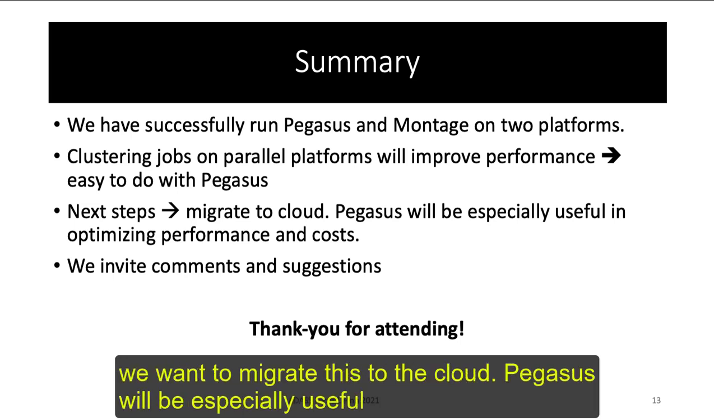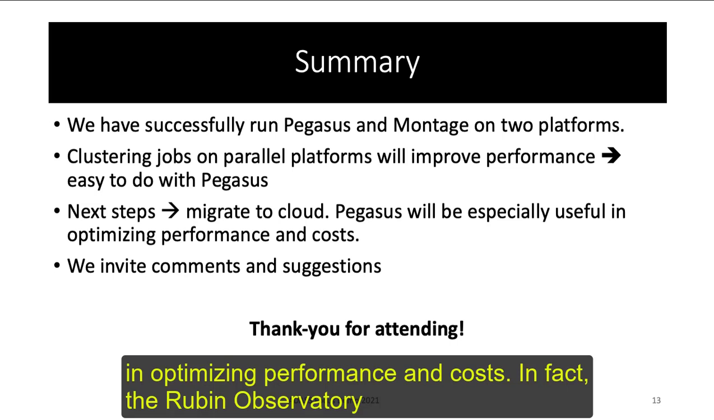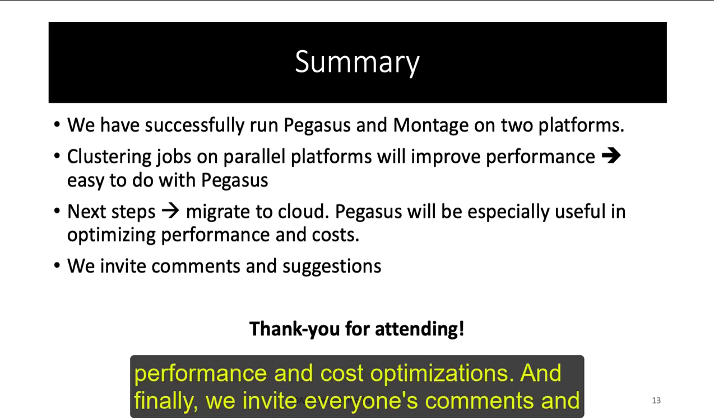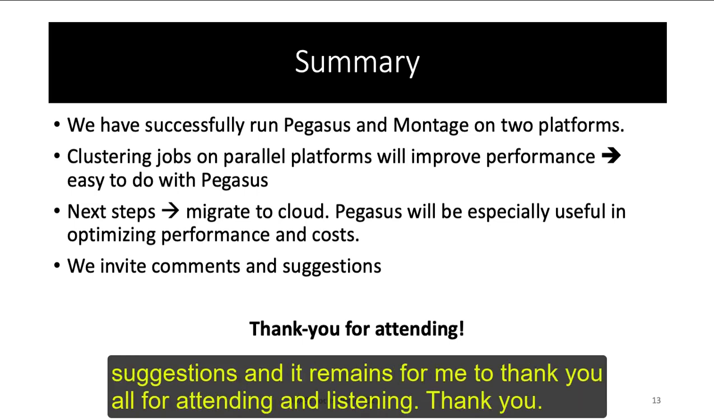Also, as our next step, we want to migrate this to the cloud. Pegasus will be especially useful in optimizing performance and costs. In fact, the Rubin Observatory has already used Pegasus in this fashion on the Google Cloud to study performance and cost optimizations. And finally, we invite everyone's comments and suggestions, and it remains for me to thank you all for attending and listening. Thank you.